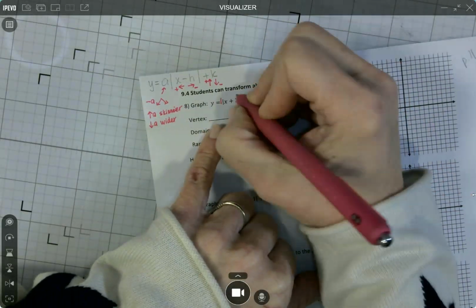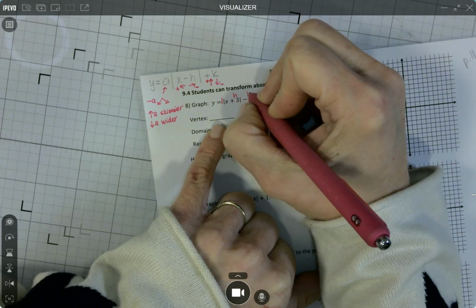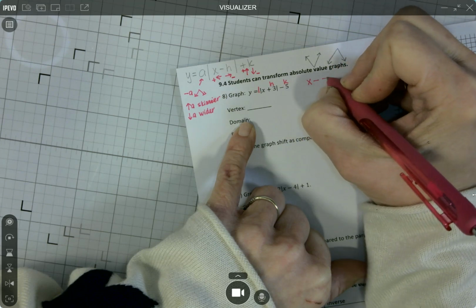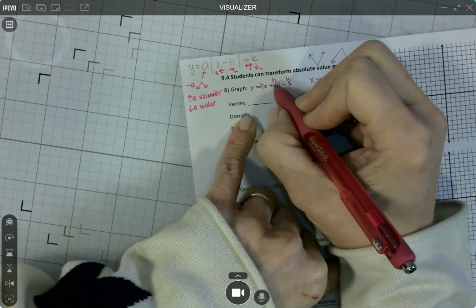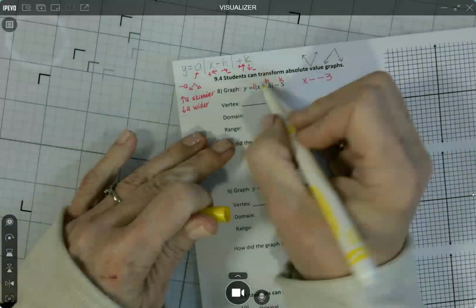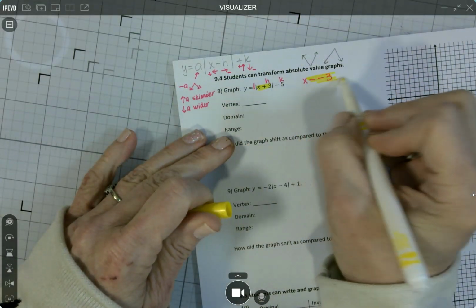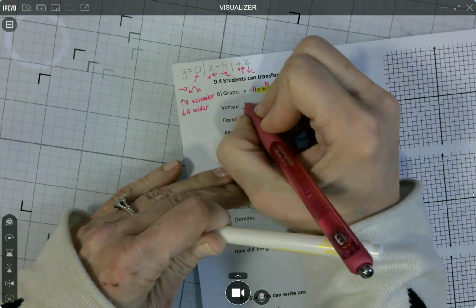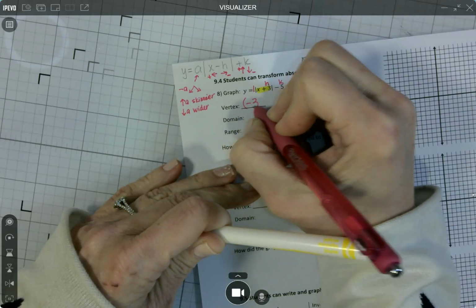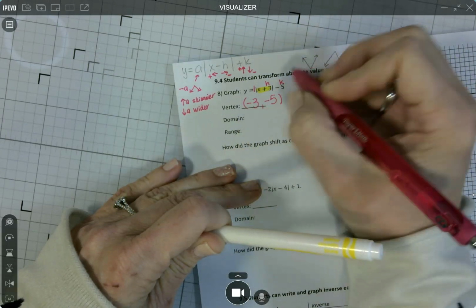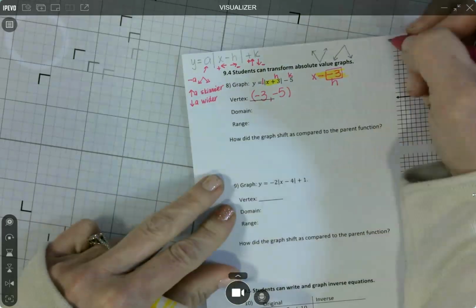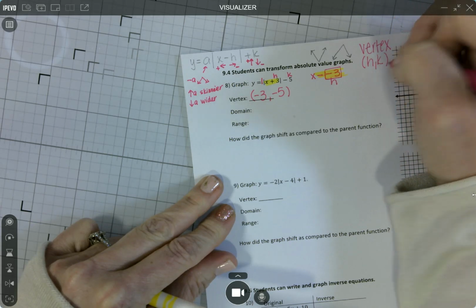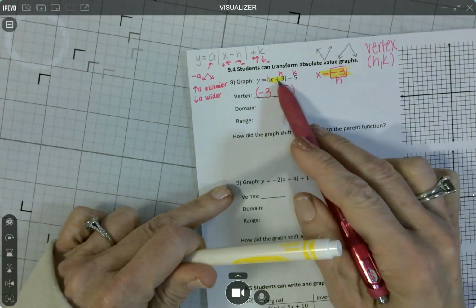There's a 1 here. This is my H, and this is my K. Now, H is really X minus negative 3. That's really what this is. So you need to be real careful when you see X plus. Okay, it's really a minus 3. And this is your H. So your vertex is negative 3 and then negative 5. You just bring your K down. So your vertex, every vertex is H comma K. All right? So you got to be real careful with these.